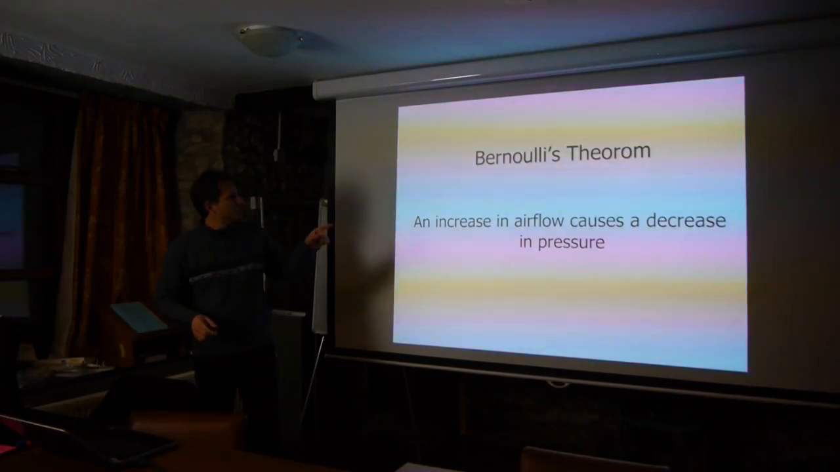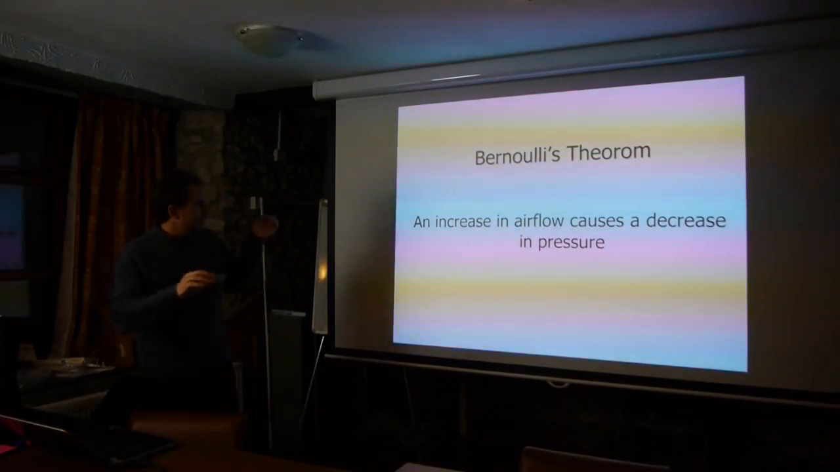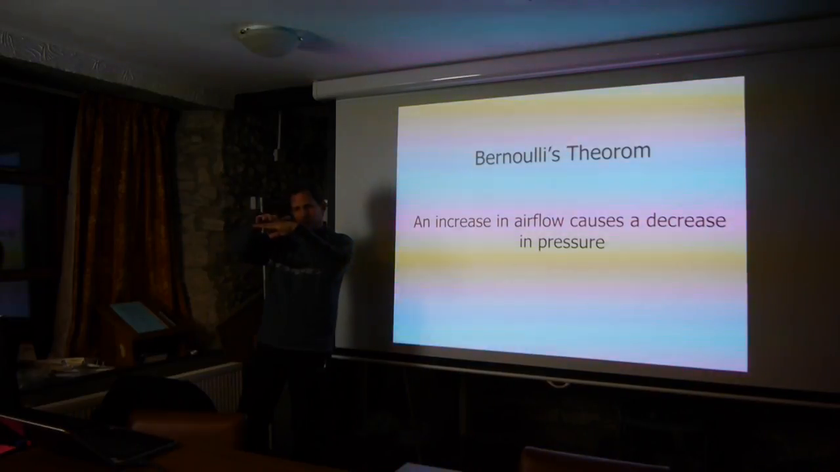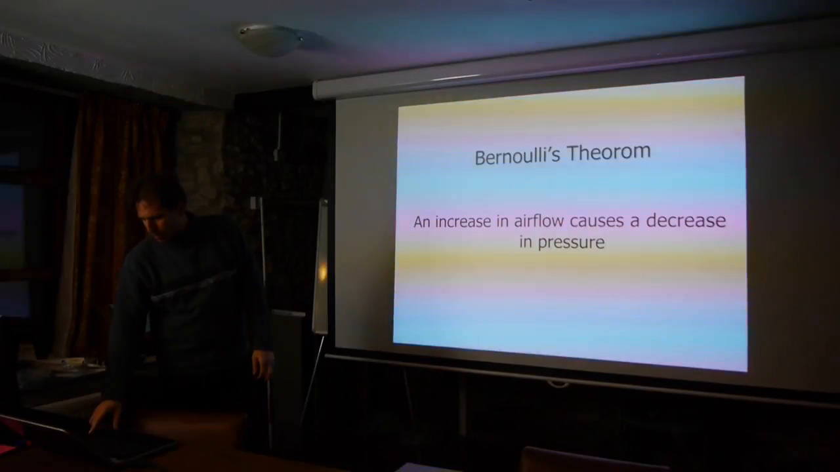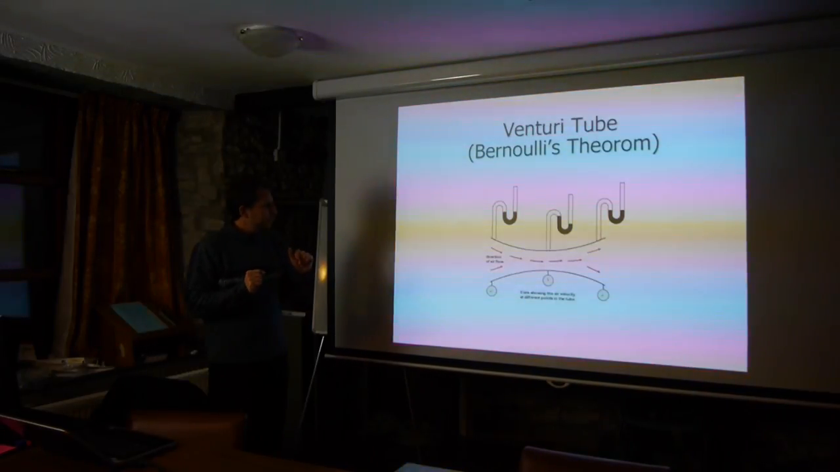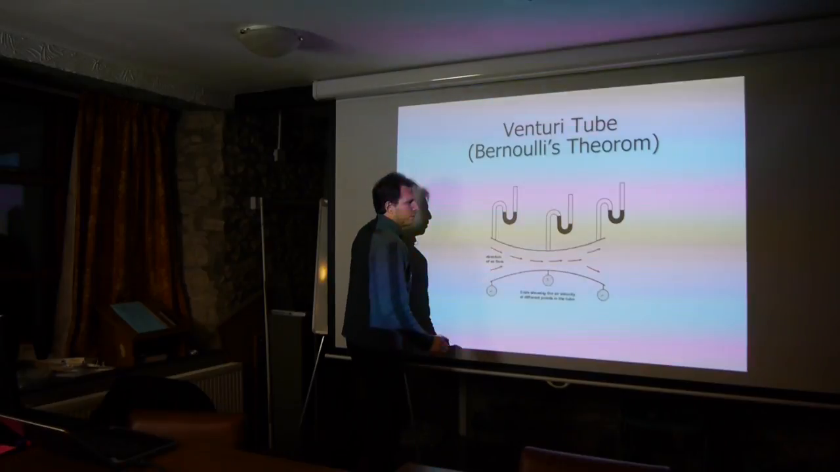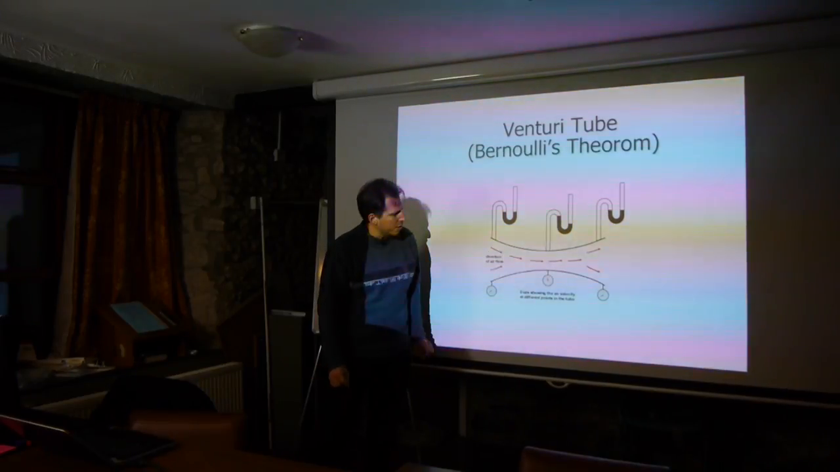Bernoulli theorem. Nice misspelling. I thought I corrected that, but obviously that's not the latest version. So that's a very basic principle: if you increase an airflow over a surface, the pressure on that surface decreases. Does that make sense? So if you've got a surface like that and an airflow goes over it, and you accelerate that airflow, the pressure measured on that surface will decrease. So there are nice little diagrams like that. If you measure the pressure along the path of the airflow, the pressure decreases as it accelerates.